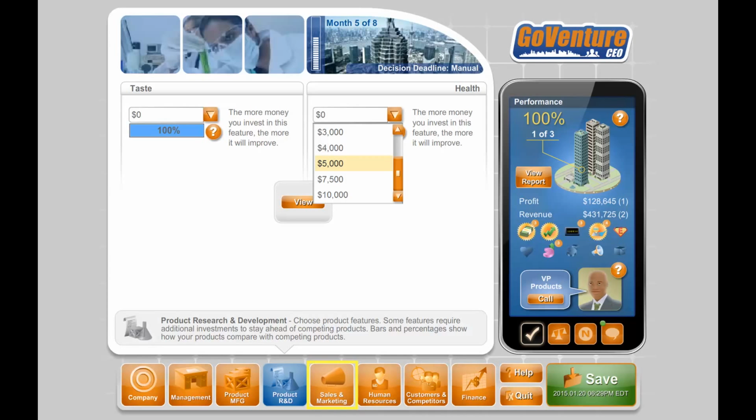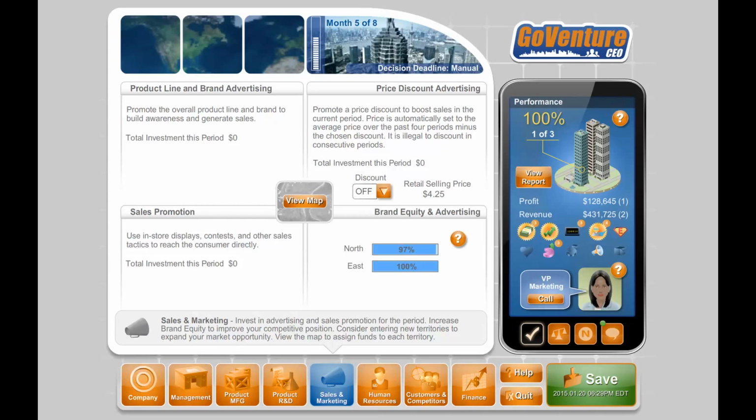Let's move on to sales and marketing. Sales and marketing is how you build awareness of your product with consumers. There are 3 types of sales and marketing investments that you can make. You can invest in product line and brand advertising, which promotes your overall product line and brand to build awareness and sales. You can invest in sales promotion, which may use in-store displays, contests, and other sales tactics to reach consumers more directly. And you can invest in price discount advertising, where you can discount the retail selling price to attract buyers with a sale.